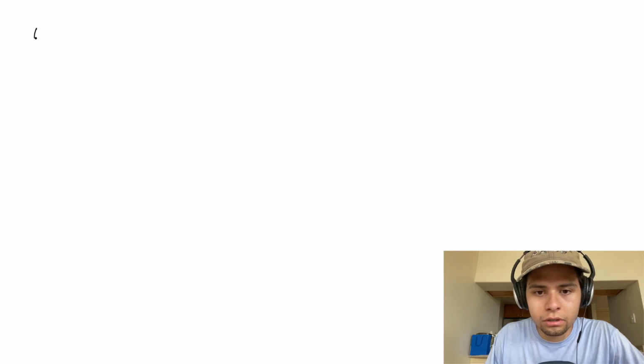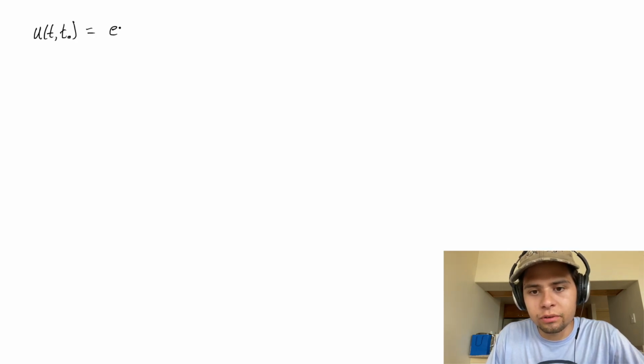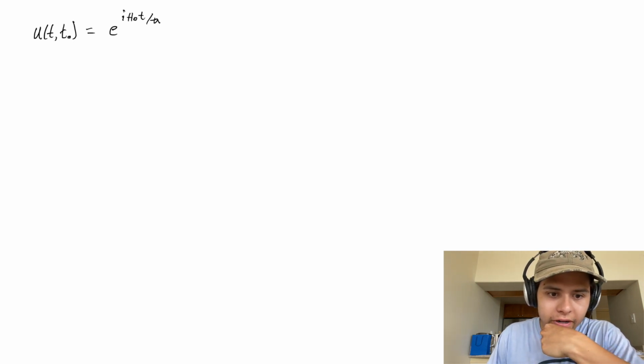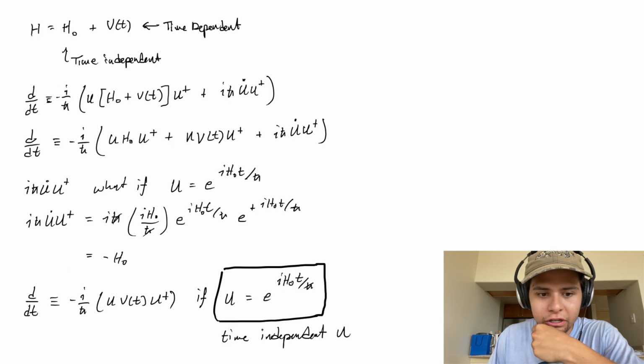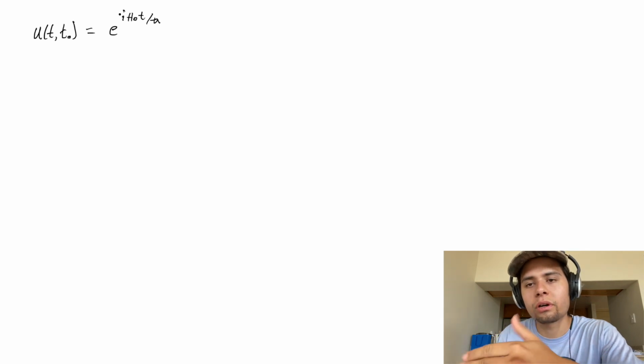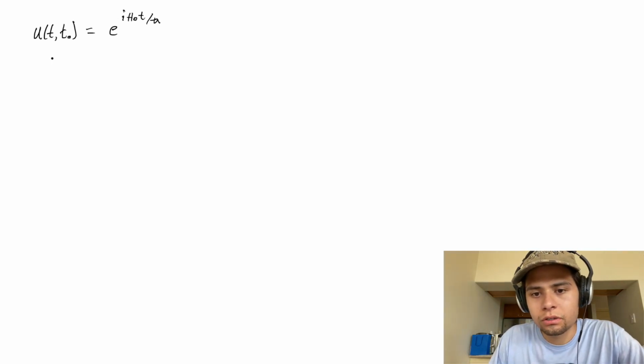But now I want to go over two other things here. So u of t we said was a complex wave. So u of t starting at t0 is a complex wave. We said it looked like this: e to the i h0 t over h bar. Right here you might be a little bit confused. I just said u here. Again, u is just the same as u of t, t0. This t here just tells us at what point in time we want to measure u. So this is valid.